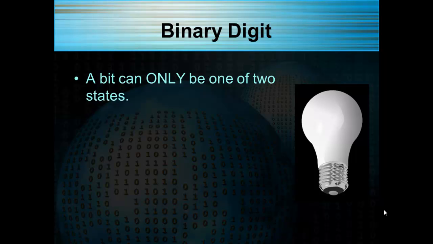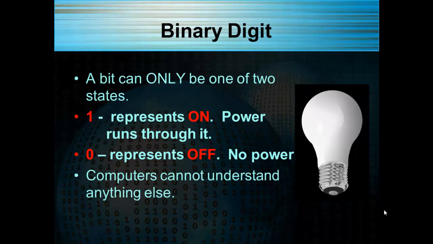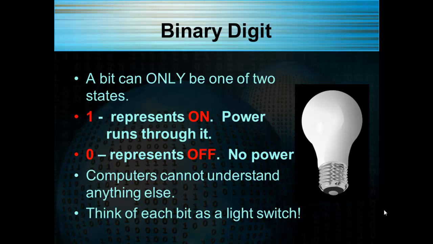A bit can only be one of two states. It can be a 1, which represents on, which means that the power runs through it, or it can be a 0, which represents off, meaning there is no power. Computers cannot understand anything else. If you think of each bit as a light switch, you have a light switch on the wall, and that light switch can be one of two things. It can be either on or it can be off, and that's what a bit is all about. It is on or it is off.